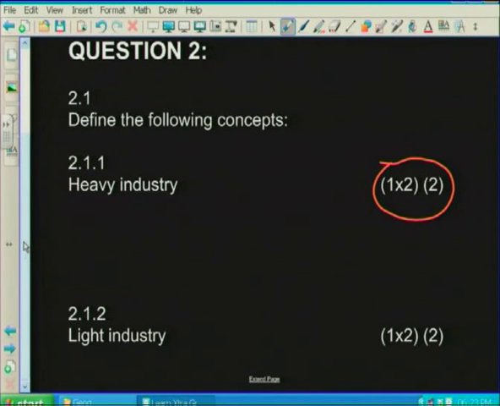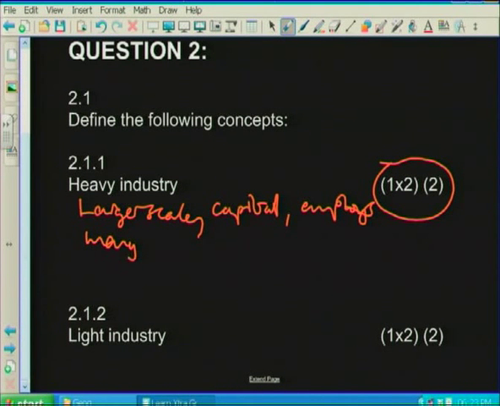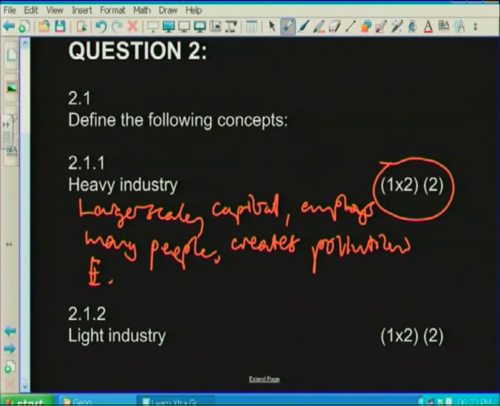Remember we said it's one that happens on a larger scale, and it involves capital. It needs quite a big influence of capital. It's responsible for employing a lot of people. And it's also got negative things like it creates a lot of pollution. Give an example there. So, for example, say we're talking about things like the iron and steel industry, or ISCOR as an example. And then you will get your 2 marks over there.